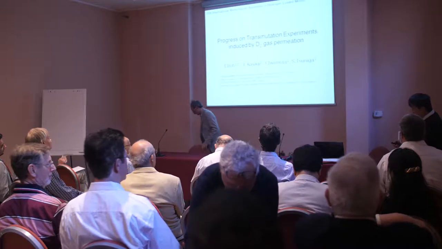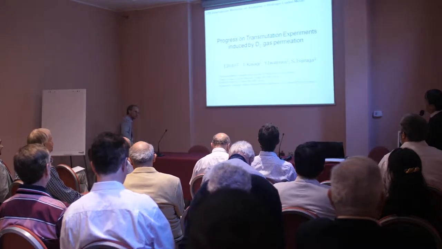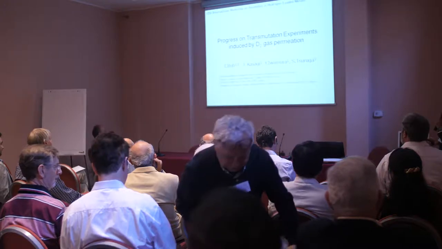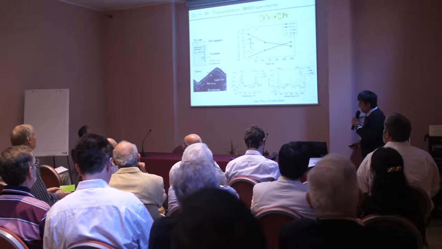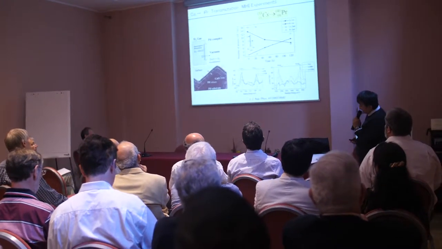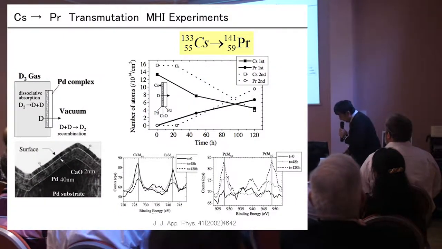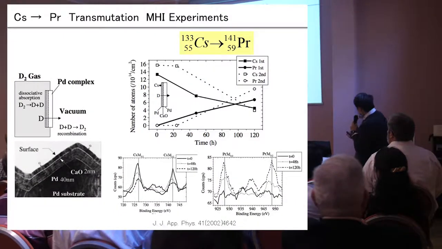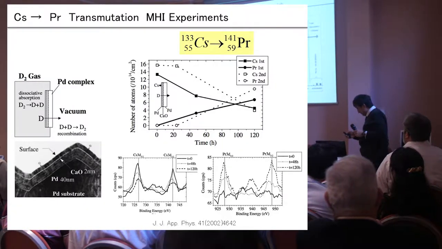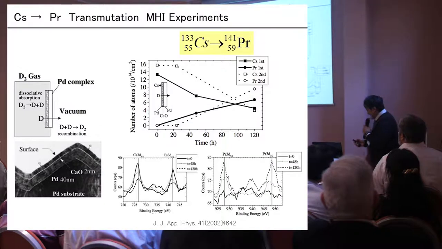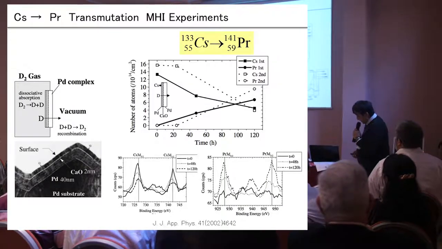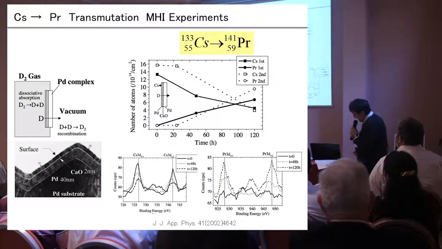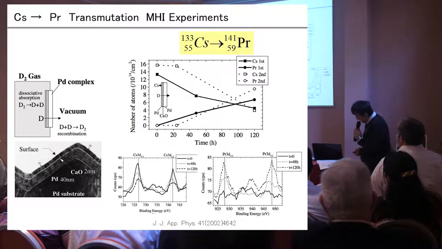T. Itoh. I report on the progress on the transmutation experiments induced by D2 gas permeation. Mitsubishi Heavy Industries reported nuclear transmutation of cesium to praseodymium induced by D2 gas permeation through the nanosize palladium calcium oxide multilayers.